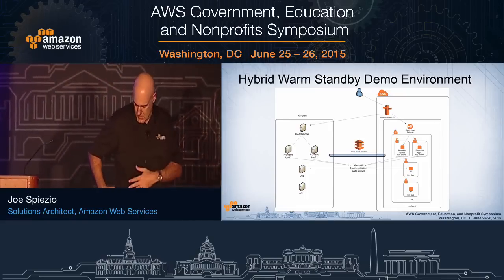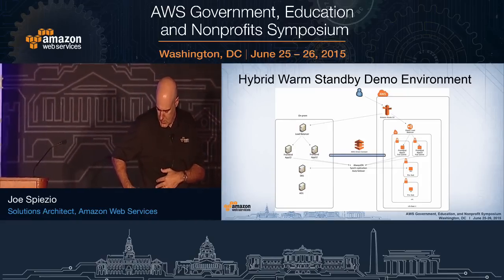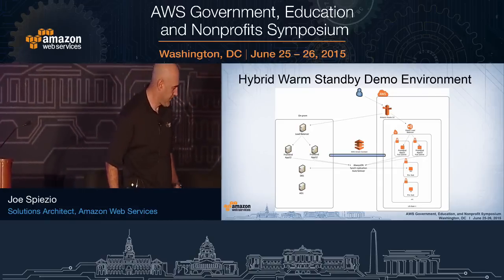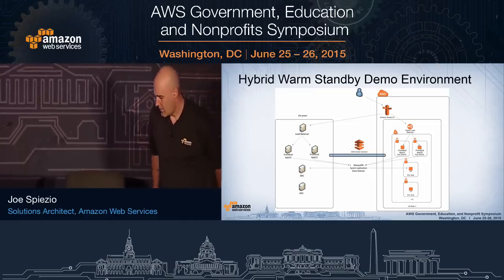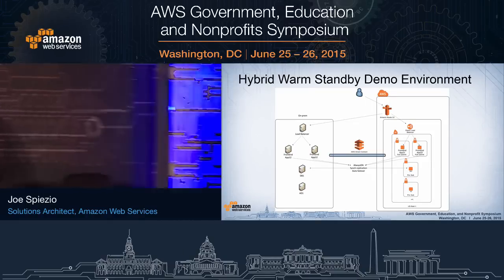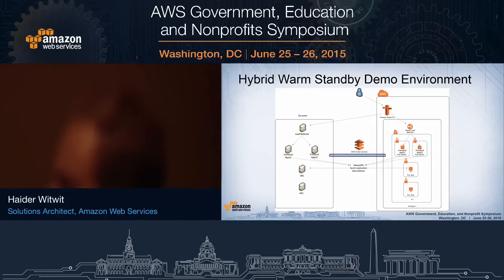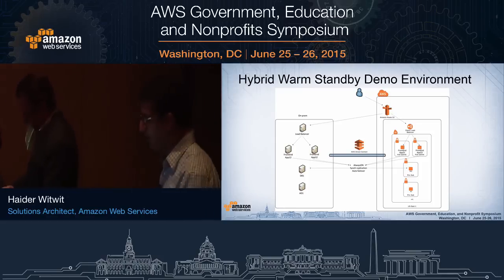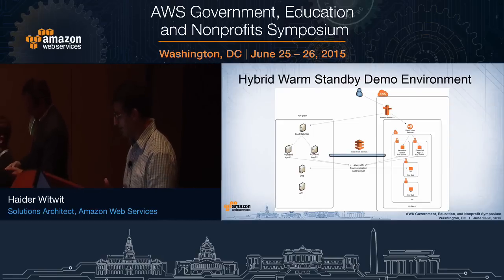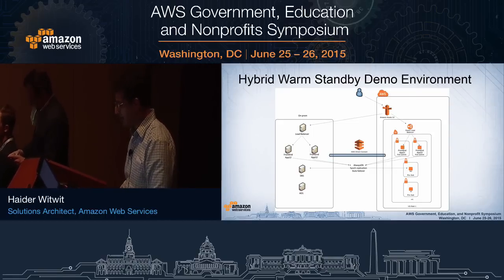Hey, everyone. I'm Haider Witwit. I'm a solution architect with Amazon Web Services, and today I will walk you through a demonstration of how we can use AWS services to better plan for DR and meet hard, aggressive RPO and RTO requirements. So to start with, let me tell you quickly how we built this demo and what ideas we had in mind. Since most companies who want to consider AWS for DR are running on-prem, we wanted to start with a basic multi-tier web application that's running on-prem.